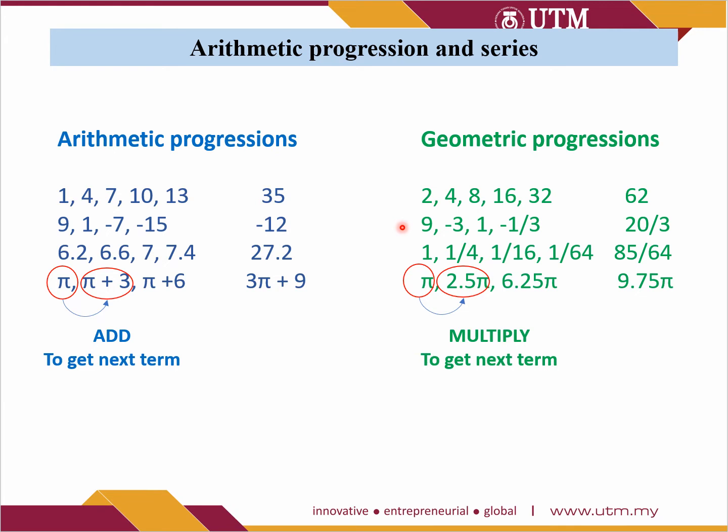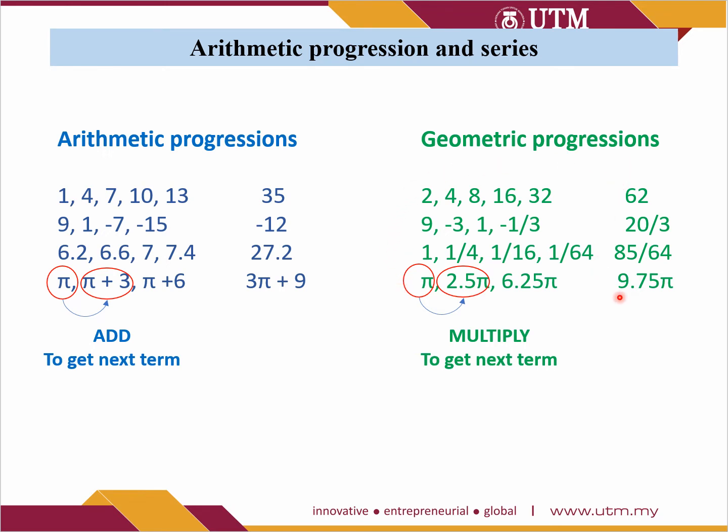Meanwhile, for this case, we cannot obviously get the ratio of this. So what we can do is divide the second term by the first term. So we get negative 3 over 9, which is negative 1/3, meaning that to get the next term here, we need to multiply 9 with negative 1/3. So the second term would be negative 3, the third term would be negative 3 times negative 1/3, which is equal to 1, and so on. Same goes with the next example.